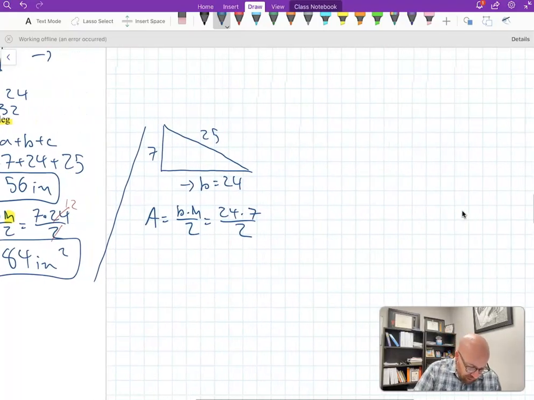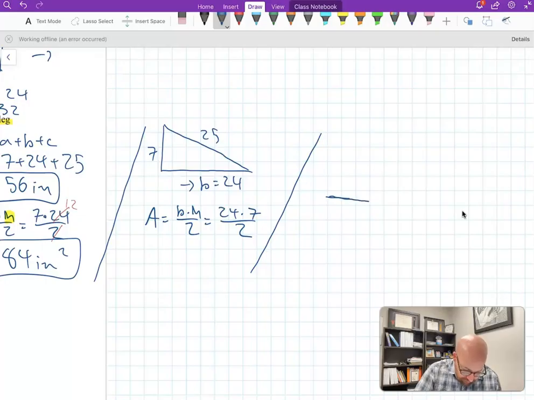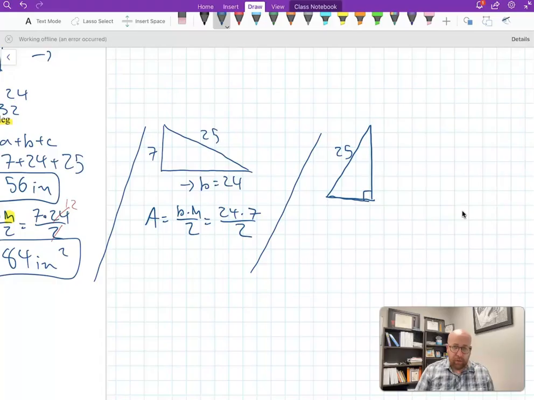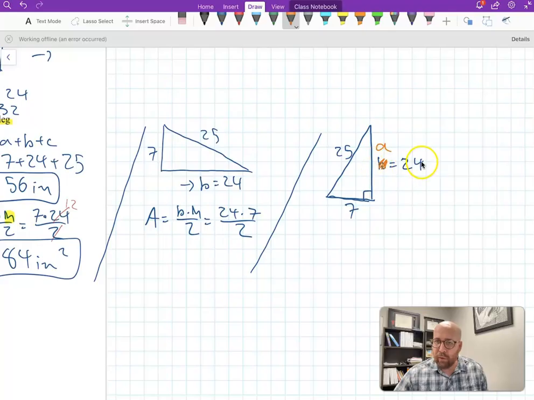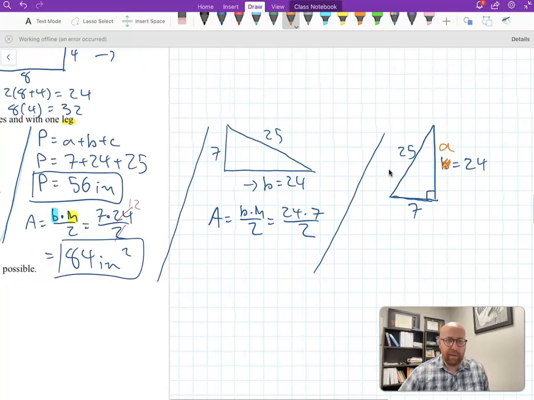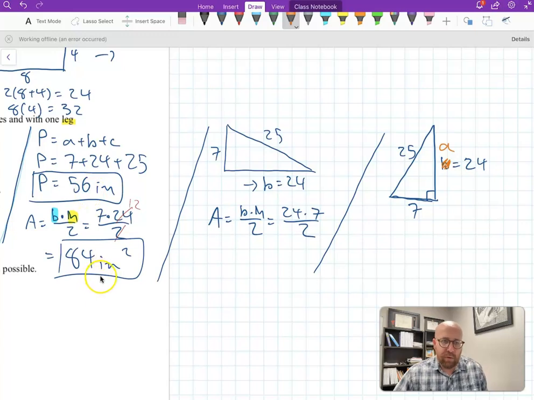Even if you drew your right triangle like this, I don't know, maybe you drew it this way. You call that 25, and maybe you call this 7, and you discovered that B is equal to 24. Or maybe you labeled this A. I don't know. The point that I'm trying to make is this. You're still going to discover the missing side to be 24. You're still going to discover that the perimeter is 56 inches. You're still going to discover that the area is 84 inches squared.